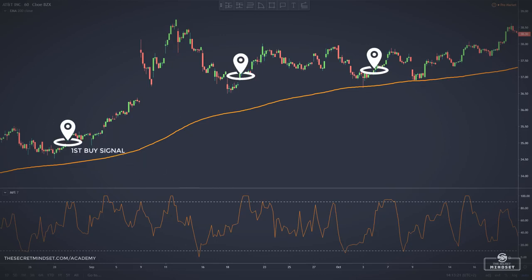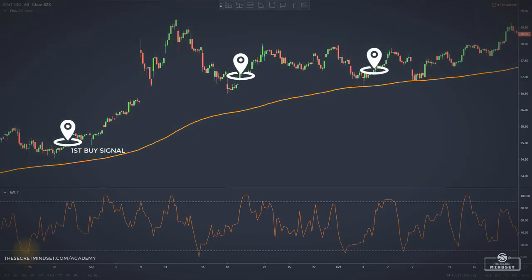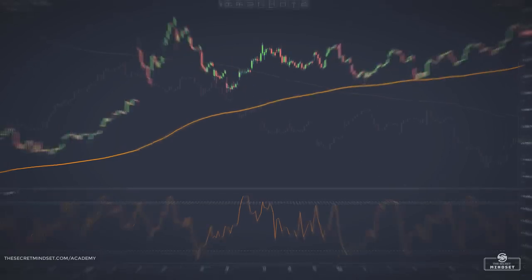Here's our first signal. First, the 200-period EMA was pointing upward, indicating a bullish trend, so we will take only buy trades. The MFI reached an oversold area. We have a divergence between the MFI and the price, and the buy signal was confirmed after the trend line was broken to the upside. The second signal appeared here, within the same conditions, and another signal here. Your stop loss should be placed below the recent market swing.